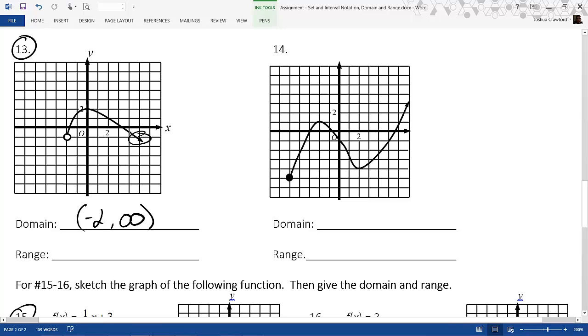Bottommost is going to be this arrow, meaning it's going to be negative infinity, parenthesis, comma, and your topmost is right here at 2, so 2. And since there is not an open circle here, and it's actually touching the line, it's going to be included, so use a bracket. Number 15.